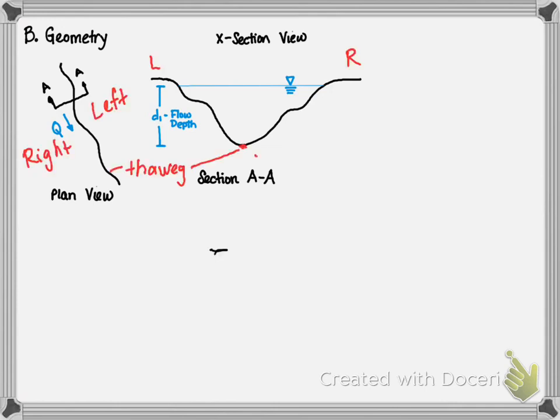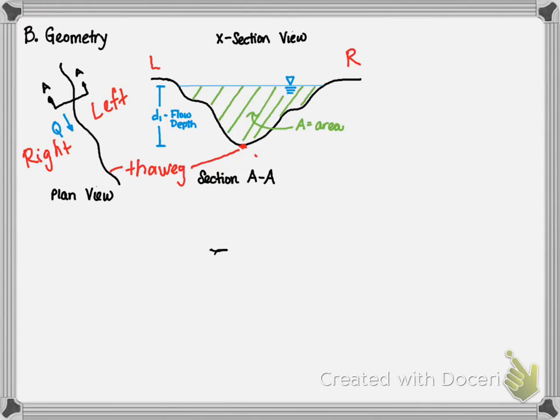We can identify the thalweg of the channel as the lowest elevation within the channel, or the center line in the plan view. We can also see the left and right side of the channel. The reason it looks opposite is because in section view, water is going into the board, while in plan view, water is coming downstream, or coming from the top to the bottom.